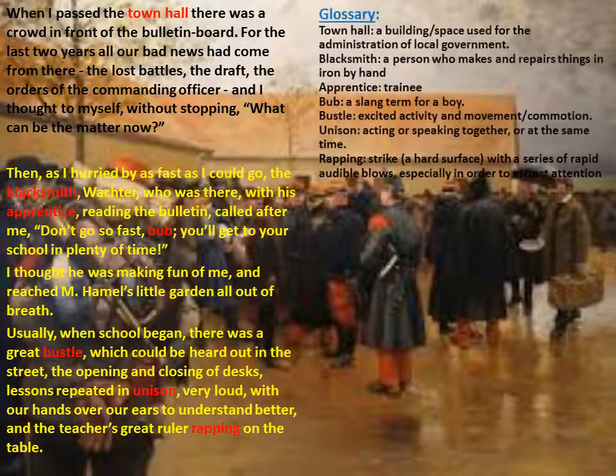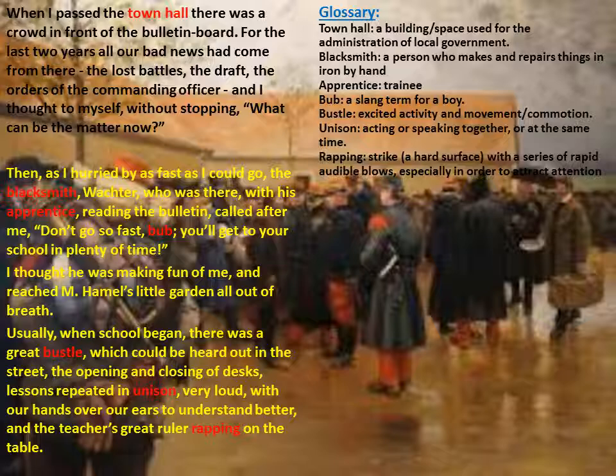Now, first we'll check the glossary, the word meanings. Now, children, here you can see the word town hall. It means a building or space used for administration of local government. Blacksmith, a person who makes and repairs things in iron by hand. Apprentice means a trainee or an assistant. Bub, children, it's a slang term used for a teenager or for a boy. Bustle, excited activity and movement or commotion. Unison, acting or speaking together or at the same time. Rapping, strike, especially on a hard surface, with a series of rapid audible blows, especially in order to attract attention.